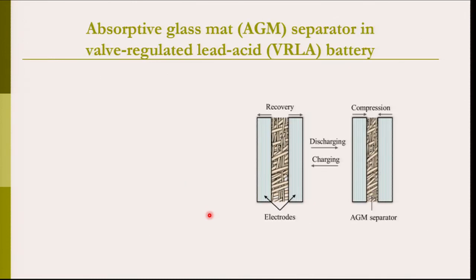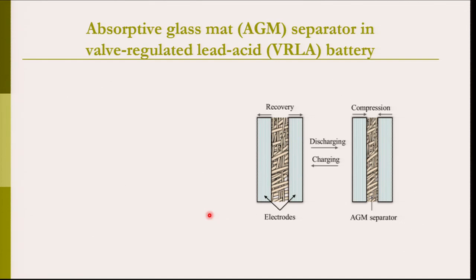So, today we are going to talk about a very interesting application where we can make use of the theory of fiber-to-fiber contacts. One such application is the absorptive glass mat separator. What is it and where is it being used? This kind of material is used in the valve regulated lead acid battery, which is a common variant of the lead acid battery, which is immensely used in day to day purposes, for example, in inverter batteries and automobile batteries.